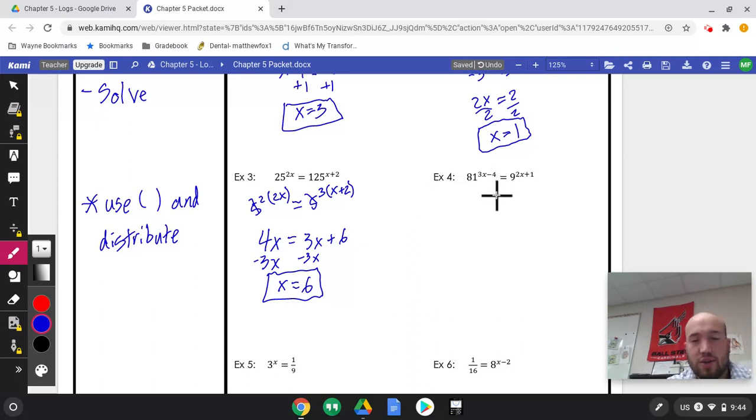All right, now our next one, we've got 81 to the 3x minus 4 and 9 to the 2x plus 1. We know that the square root of 81 is 9, so 9 to the second gives us 81.